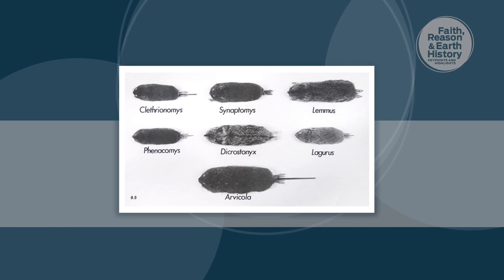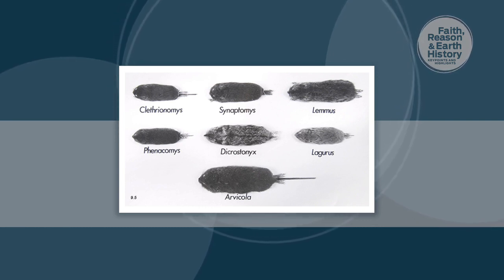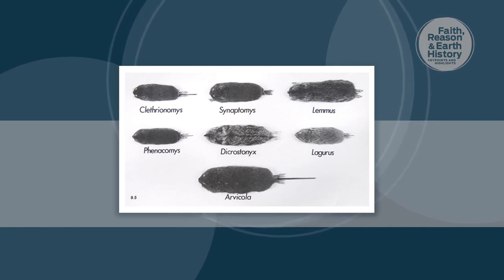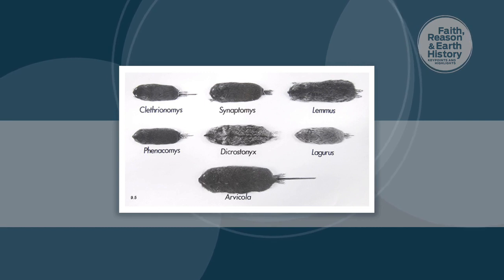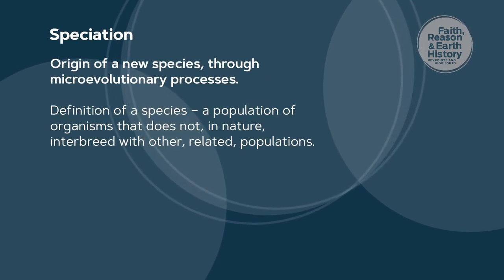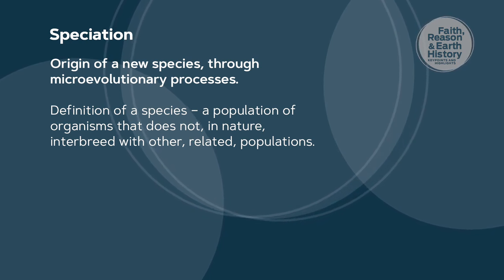And this picture will illustrate this. Here we have several genera of meadow mice, including lemmings, and the differences are very small. Minor differences in color and a little difference in the cusps on the teeth and other things, but they probably all came from one original ancestor. Now let's look at speciation. This is the origin of a new species through microevolutionary processes.